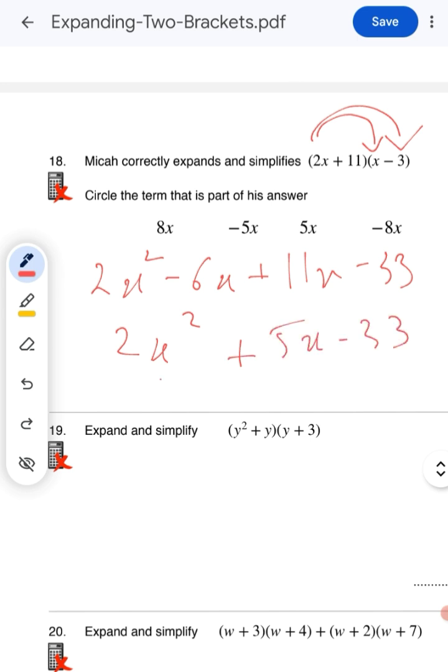So what do you think? Which term is coming in the above answers? Obviously, it's your positive 5x. So that's why I'm circling that. Moving on.